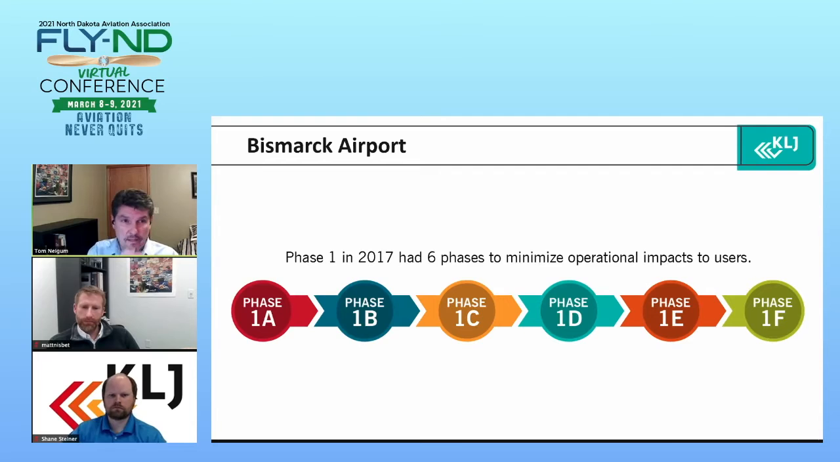So the first phase actually had 6 phases to minimize operational impacts to the airport users. And when you have phases within a phase and you're trying to get things done, it really tends to complicate things. But with good planning and working hand in hand with the contractor, the airport, and the FAA, it was very successful.